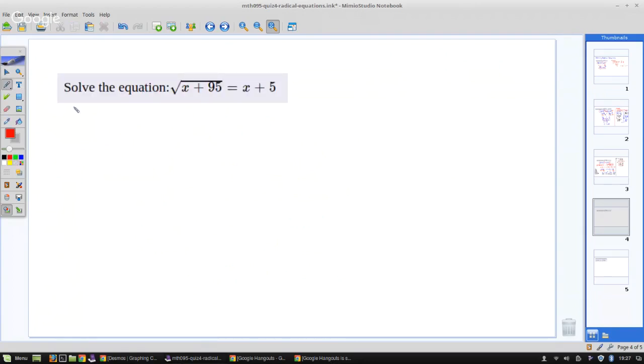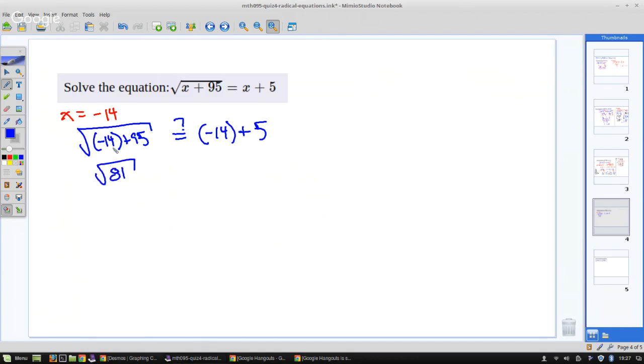All right, so let's check. X equals negative 14. So I'm going to have the square root of negative 14 plus 95 is supposed to equal question mark negative 14 plus 5. And it's always a good idea when you substitute a number in to wrap it with parentheses. So negative 14 plus 95 is, on a good day, 81. So I have the square root of 81 on that side. And remember, we're not doing algebra, just do arithmetic. So you just clean it up. Square root of 81 is 9. Other side, negative 14 plus 5 is negative 9.